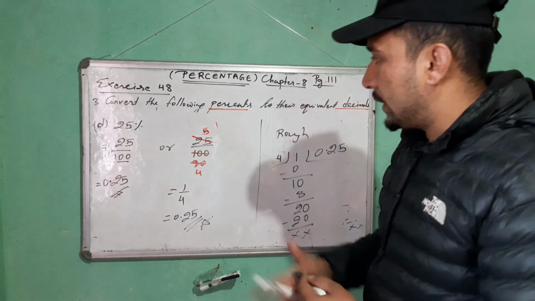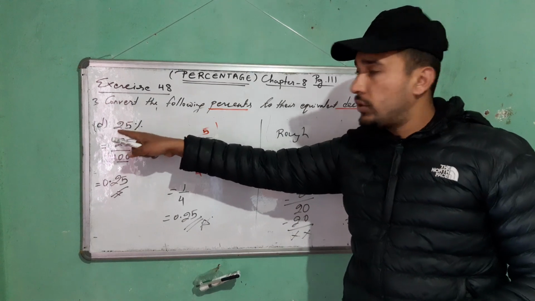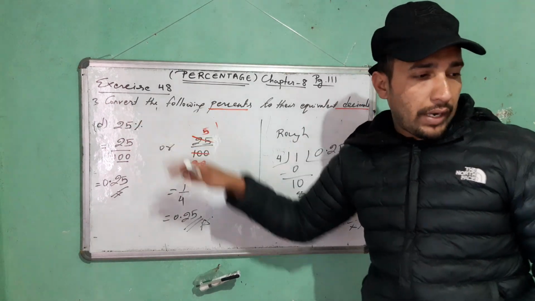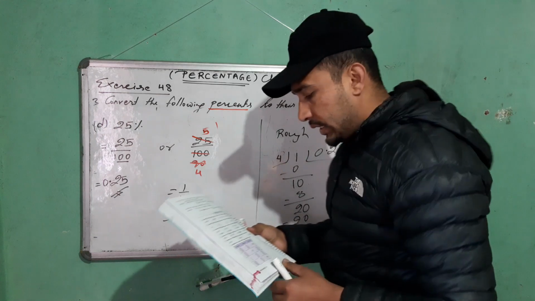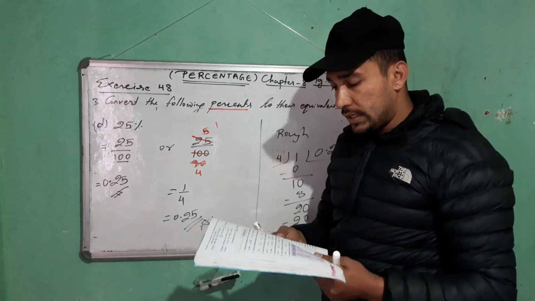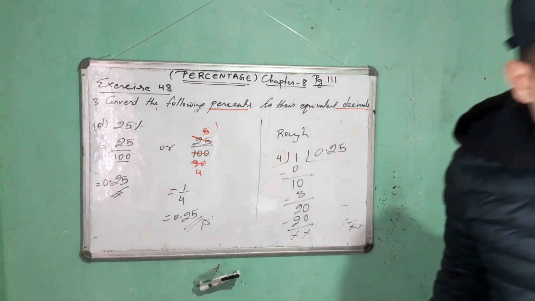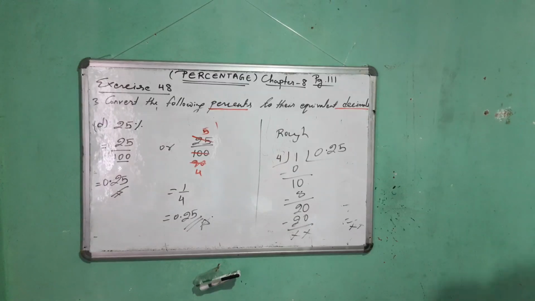Now from this question number 3, up to D I have taught you. E, F, G, H, I is your home task.